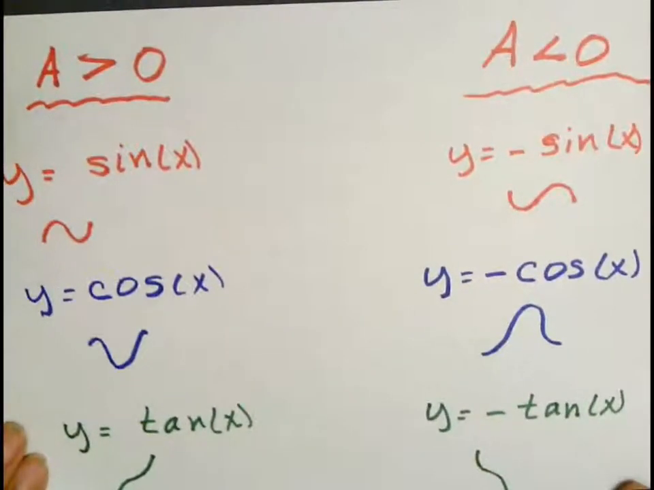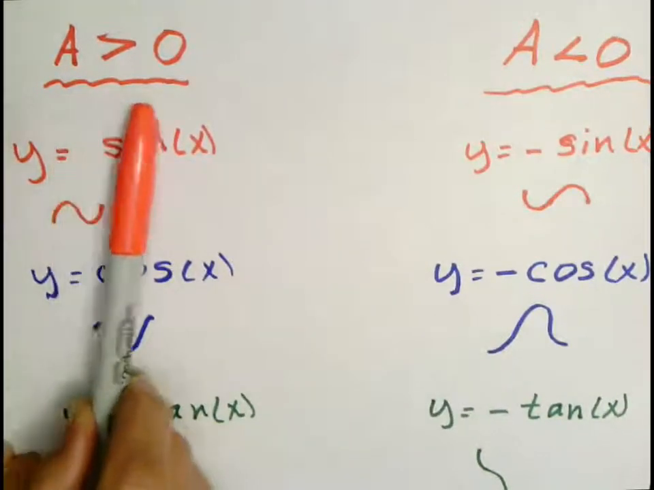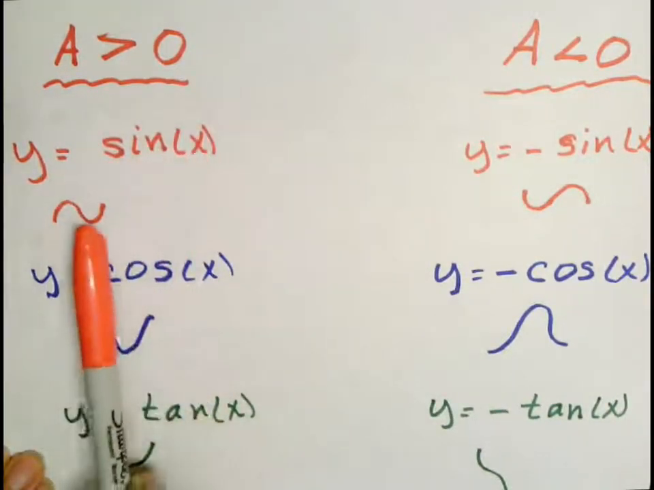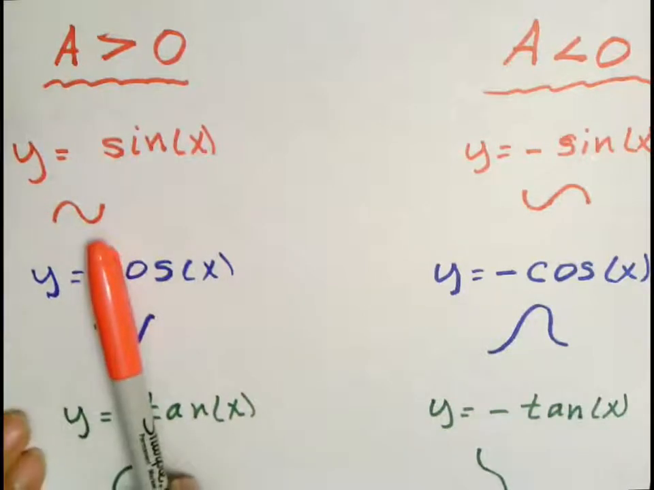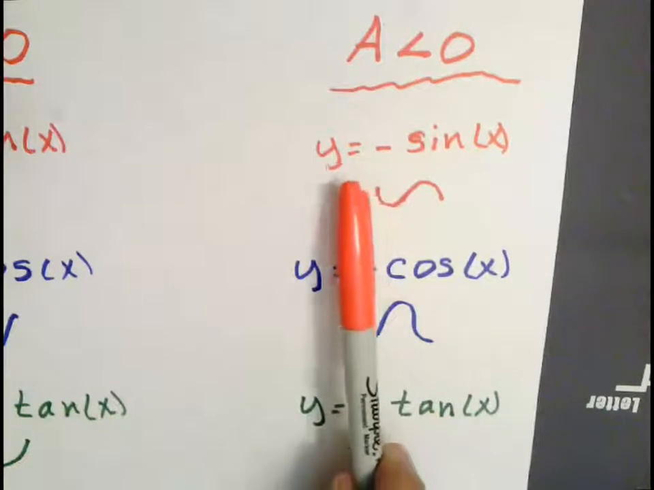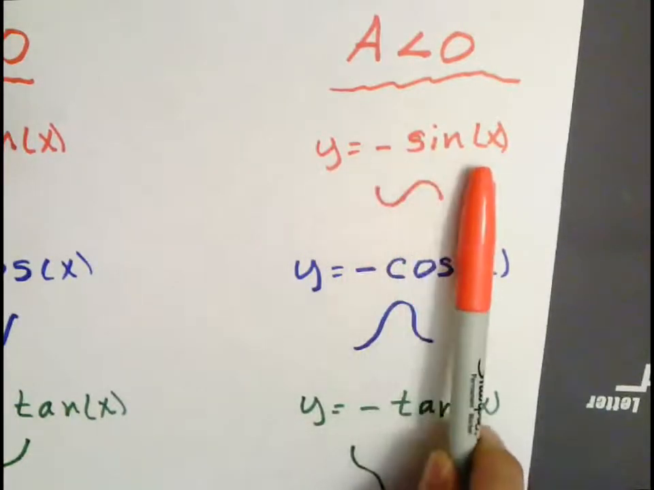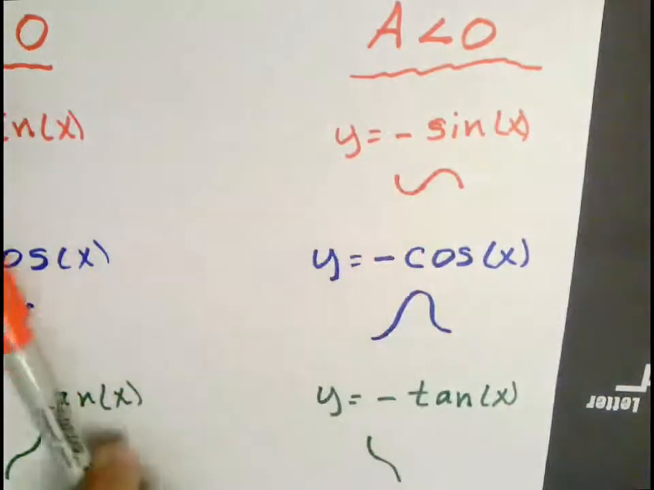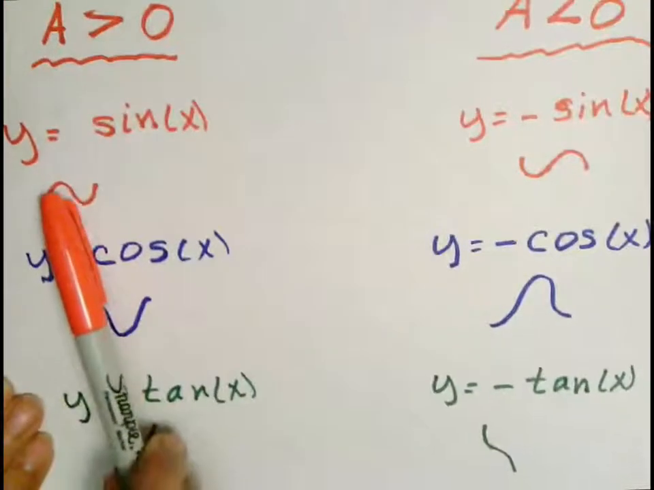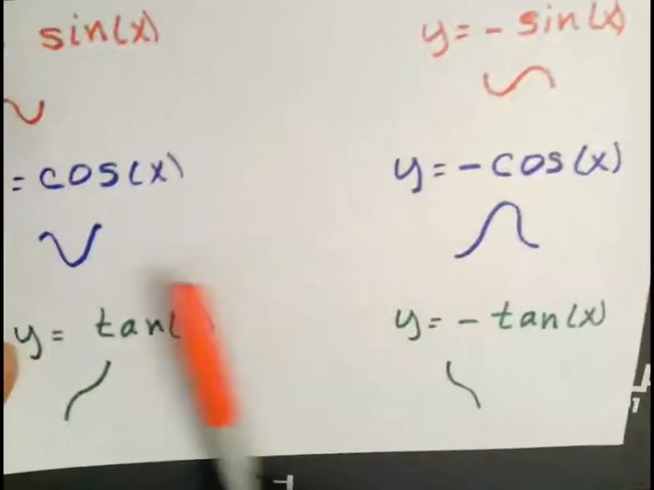When we're graphing these trig functions, if the a is greater than 0, then the sine function has a mountain, then a valley. If the a is less than 0, for y equals negative 1 sine of x, then you see here we have a mountain and a valley. Here we have the valley and the mountain.